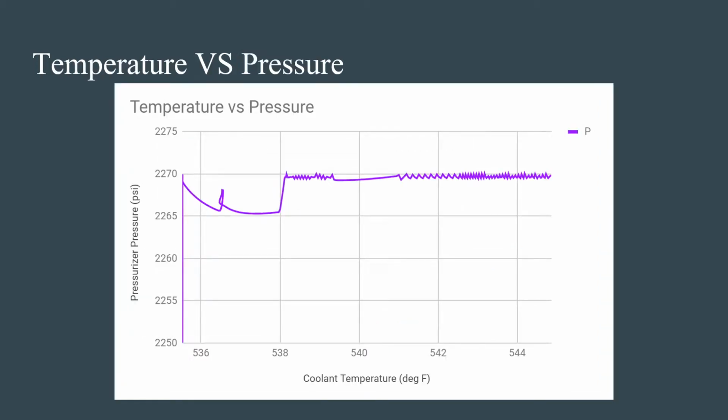This graph shows the coolant temperature versus the pressure in the pressurizer of the reactor. The pressure generally fluctuated around a single value because the pressurizer is meant to keep the reactor at a constant pressure to prevent it from being damaged.